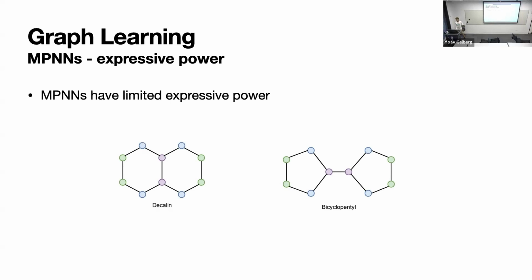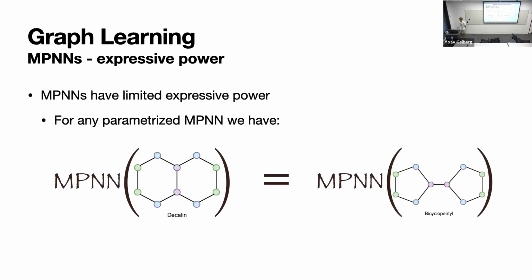For example, consider these two molecules, which are represented here as graphs. These two graphs are different. But if I were to apply an MPNN on these two, then for any parameterized MPNN, we're going to have the exact same final graph representation for each of these two. And this is a problem. But before I explain why this is a problem, why do we get the same graph representation?